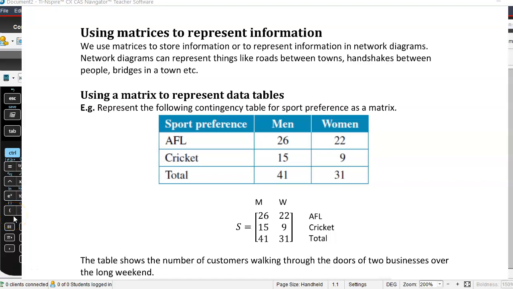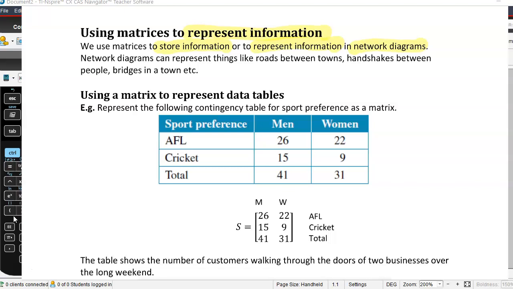So what do we use matrices for? We use them for a number of different things, but really what we use them for is to represent information. We want to present information in a matrix. It's a nice, neat way to store information or represent it. Information that you might get from network diagrams.